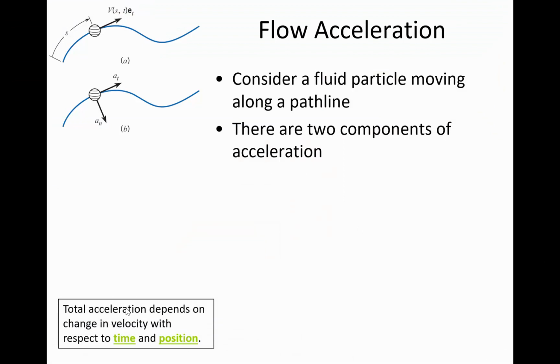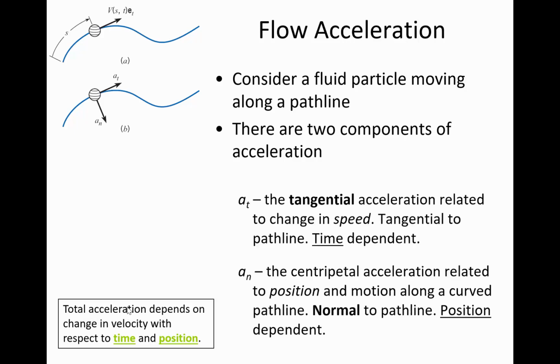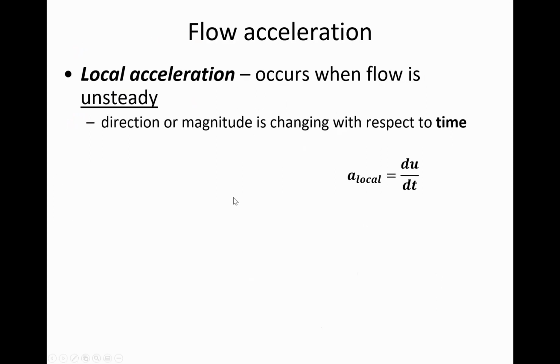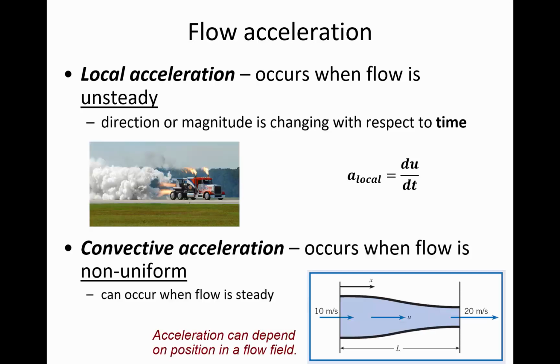Like I said before, you can have simultaneously the velocity changing with respect to time and position. The time-dependent change in velocity is the tangential acceleration, which is related to a change in speed. The centripetal acceleration is normal to the path line, and it's position dependent. Local acceleration was that rocket sled, where we have unsteady conditions and over time the velocity is increasing.